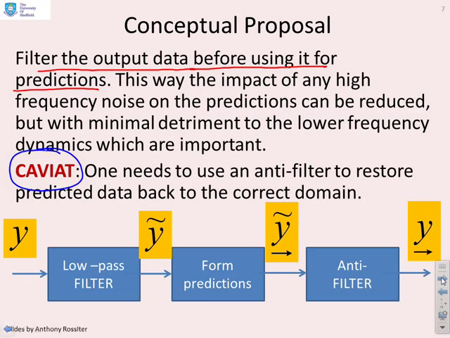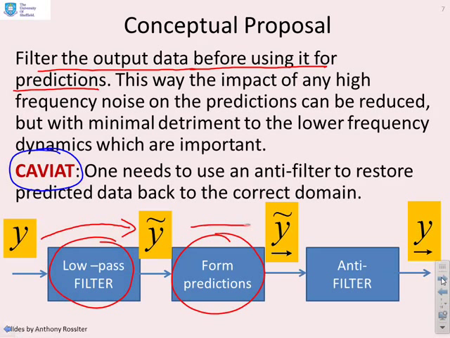So we've given a conceptual step process down at the bottom here. You can see first of all, you take your output and you filter it with a low pass filter, so that Y tilde, in essence, you've filtered out some of the high frequencies. Then, once you've filtered, next step, we need to form the predictions. But now the predictions are in this filtered domain. So what I'm going to have to do after that is some form of anti-filtering to get the predictions back into the domain that I actually want. And this is conceptually how early researchers in predictive control proposed to deal with noise.